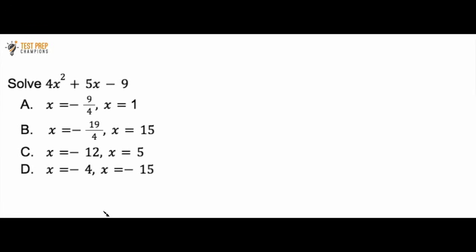Okay, the next question says solve 4x squared plus 5x minus 9. Answer choices are A, x equals negative 9 over 4 and x equals 1. B, x equals negative 19 over 4 and x equals 15. C, x equals negative 12 and x equals 5. Or D, x equals negative 4 and x equals negative 15.